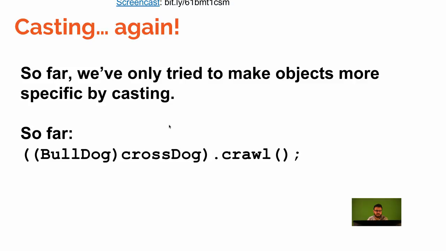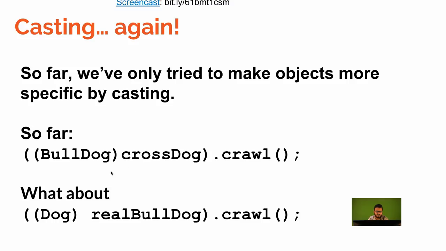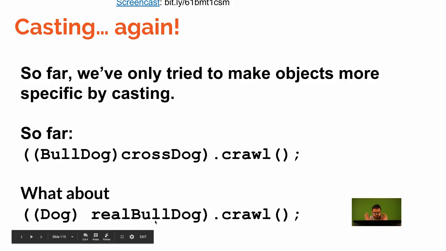Okay? And finally, one last thing of casting. So far, we've only tried to make objects more specific by casting. What do I mean by more specific? We took a dog and we tried to cast it to bulldog, right? So that's making it more specific. A bulldog is more specialized than a generic dog in some sense. What about something like this, where we make it less specific? So we cast up is what we say, which is, we take a real bulldog, which has static and dynamic type bulldog, and we try to cast it to a dog, right? Is this okay?